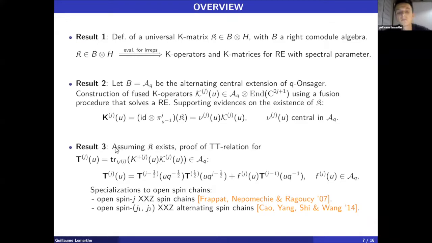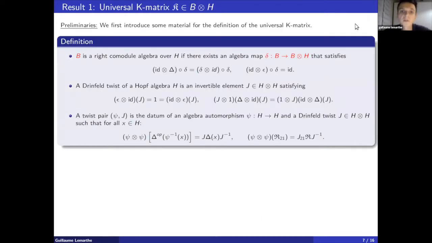And finally, we will see that assuming that this universal K matrix exists, the T relation can be directly shown. Then we'll see some specialization to open spin chains. Okay, so before defining the universal K matrix, we need to give some elements.